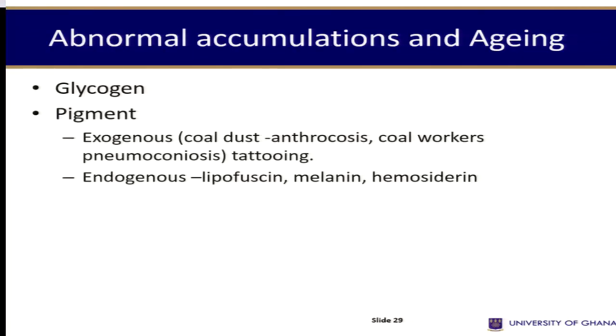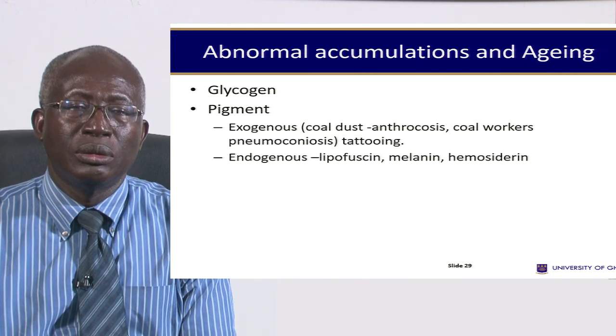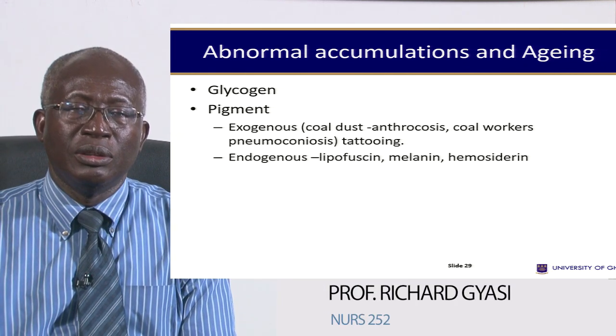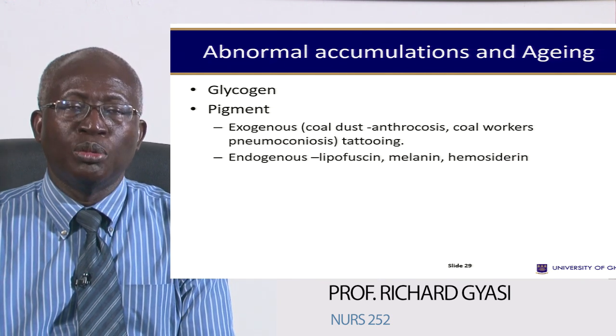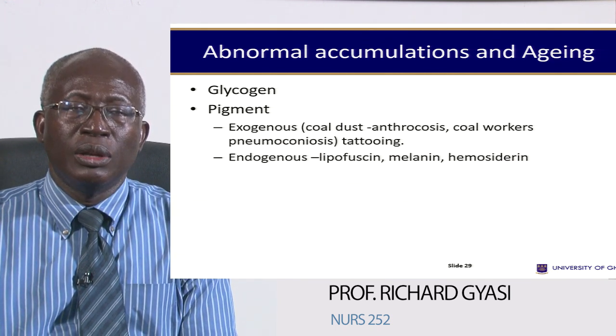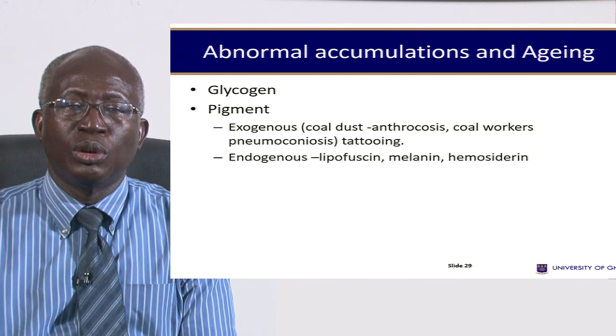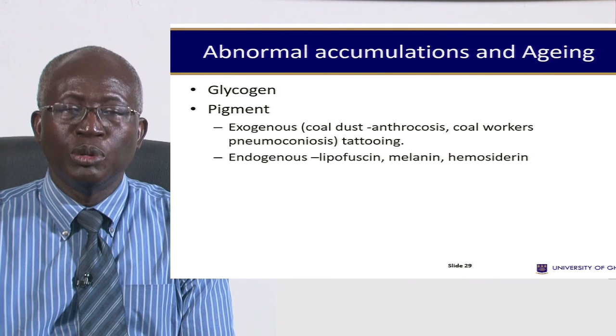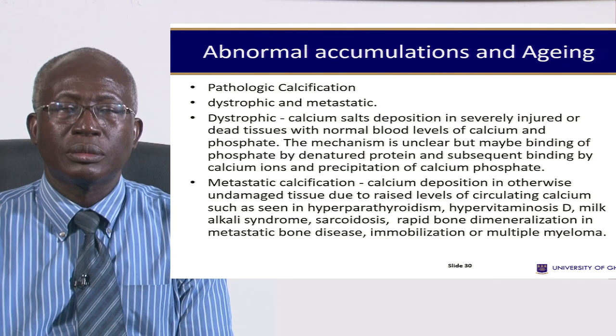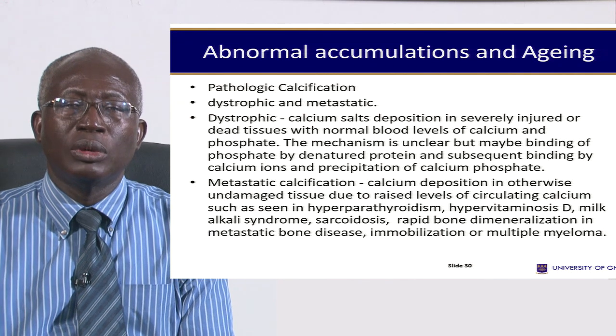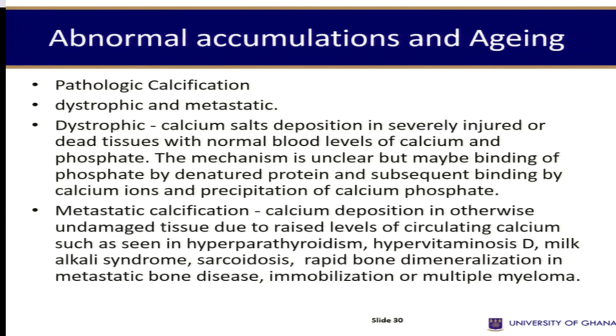Exogenous pigments include dust of coal, and the disease that is associated with this is called pneumoconiosis. When there's tattooing, exogenous pigment is usually deposited and also can accumulate in cells. Endogenous pigments include lipofuscin, melanin, and hemosiderin. Sometimes calcium accumulates abnormally, and we call it pathologic calcification.